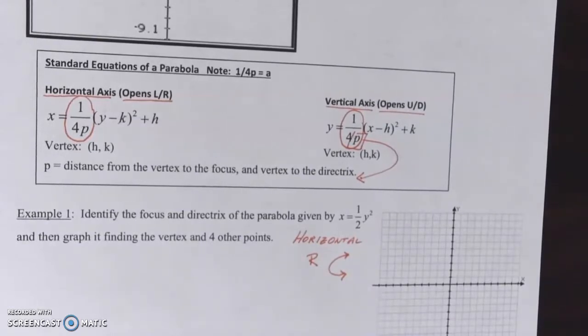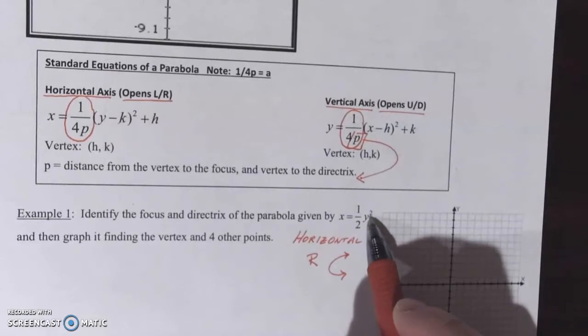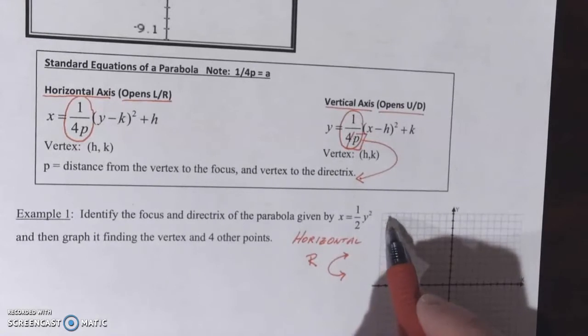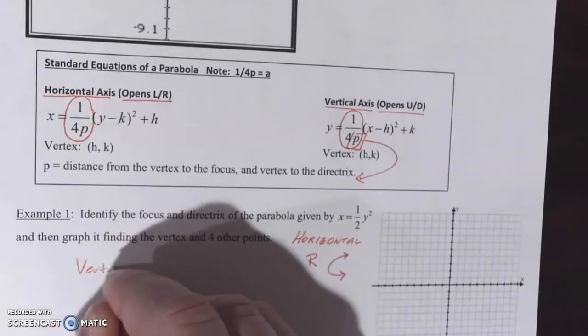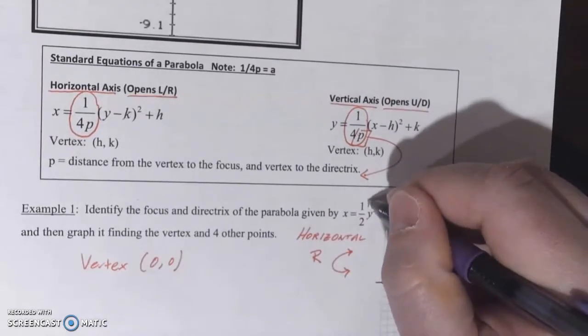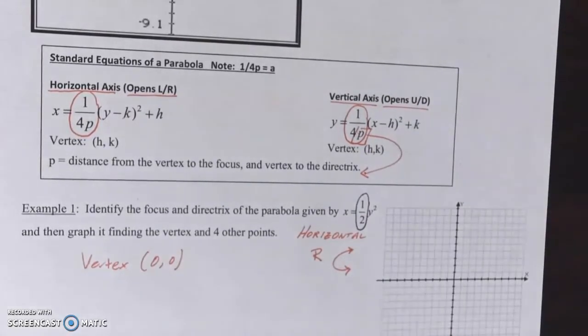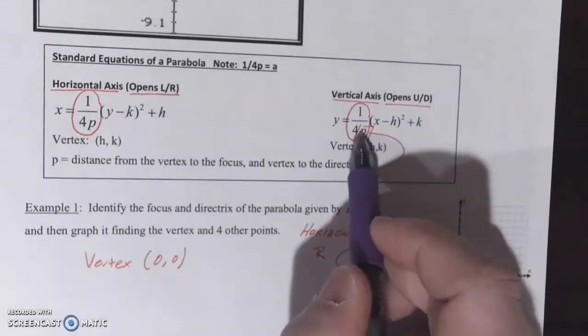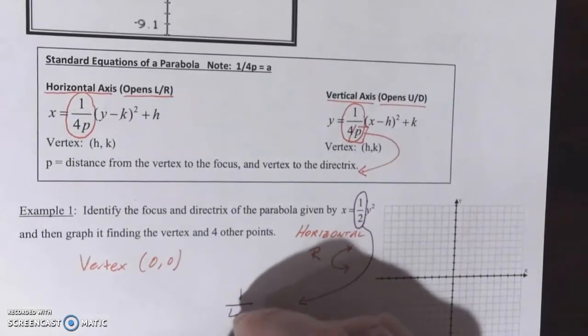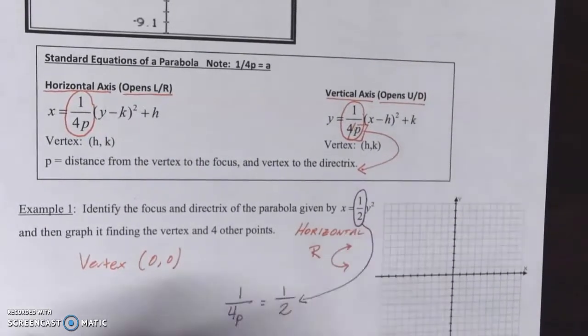The vertex: there is no number added or subtracted to the y inside of the square. There is no number added or subtracted out front of the y. The vertex here is going to be 0, 0. Now to find the focus and the directrix, now that we have the vertex, we want to figure out what p is equal to. And we have the number attached out front multiplied by our squared variable that we referred to back in the original form. We're going to take this and set it equal to 1 over 4p.